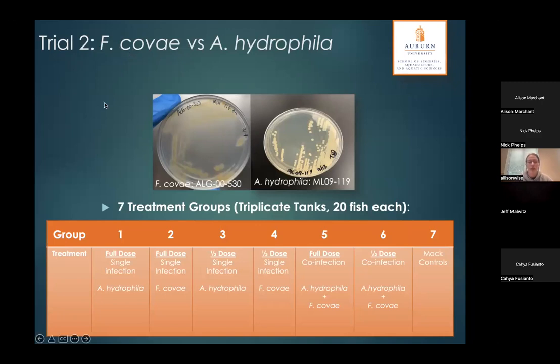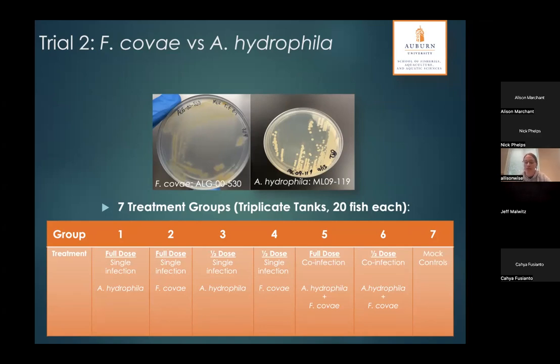So for trial 2, I changed a lot up with the trial design. There are more groups in this trial because I really wanted to look at how the doses affect it. So I wanted to look at full doses and half doses in both the single and co-infection groups. I gave a full dose of single infection of Aeromonas hydrophila along with a half dose of single infection Aeromonas hydrophila, and then a full dose single infection of F. coviae with a half dose single infection F. coviae.